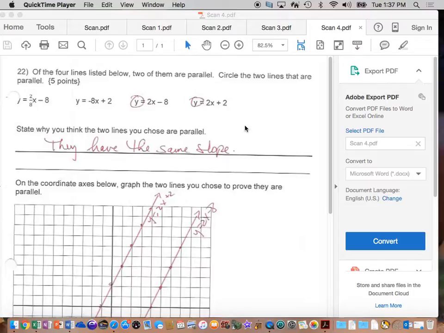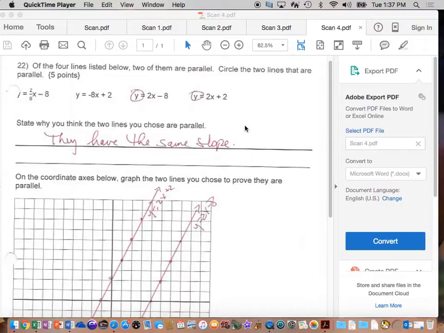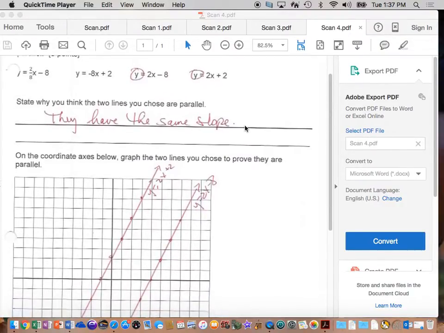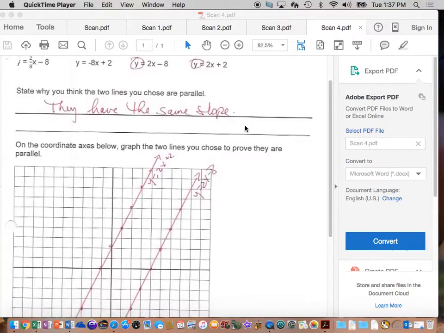So, what I would like to do is work backwards in our review of the questions on the test, because yesterday we worked forwards and we didn't quite get to one or two questions at the end. So, this last question on the test says, of the 4 lines listed below, 2 of them are parallel. Circle the 2 lines that are parallel. So I did that. Now, why are those 2 lines parallel?